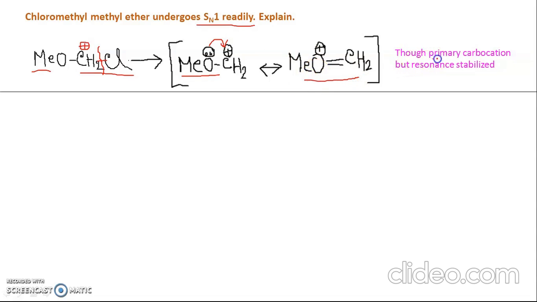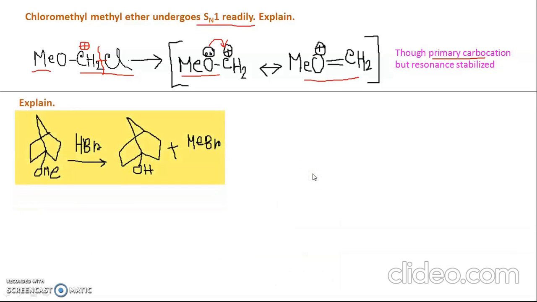So though it is a primary carbocation, and though there is an oxygen group present, which at first glance we may think should destabilize the carbocation, actually it is a resonance stabilized structure that we are getting here. So that is the reason that chloromethyl methyl ether, though the carbocation is primary, still gives a very fast reaction.